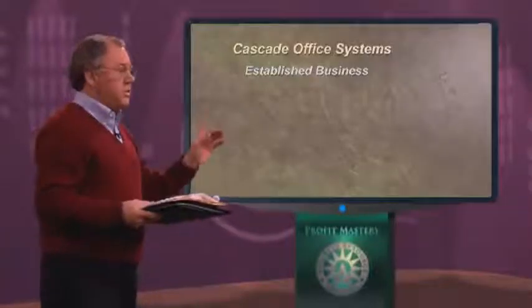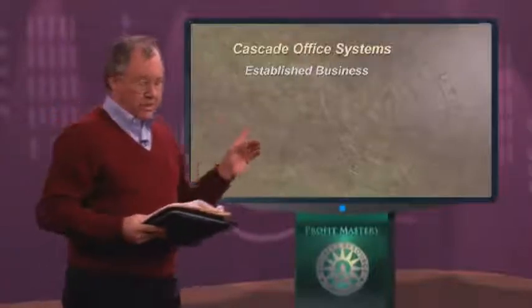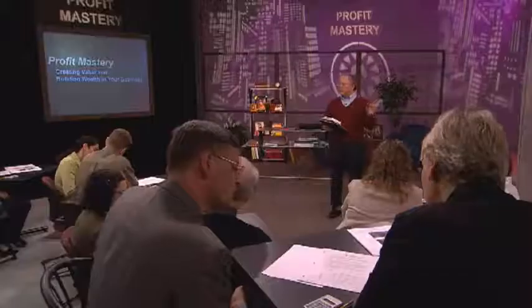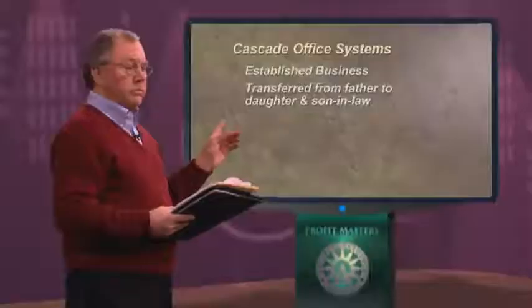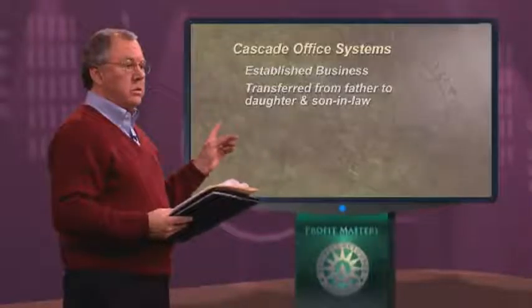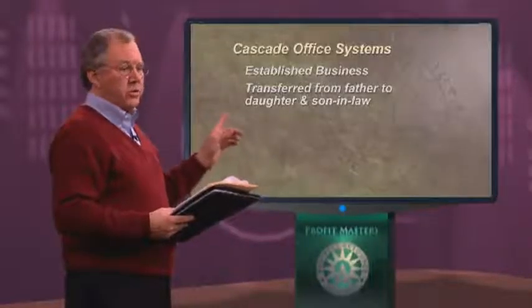So what I'd like you to do is take a look now at your case study, Cascade. First page. We've talked about Cascade Office Systems here. And what do we know about it? Let's just review the things we know about it. Number 1, it's an established business, right? Transferred from whom? Father to children. Mom and dad to daughter and son-in-law.